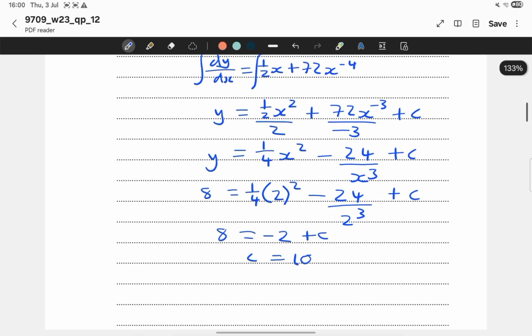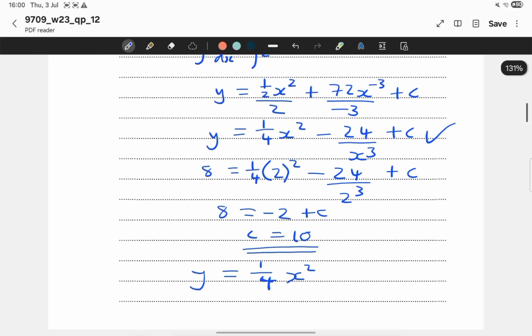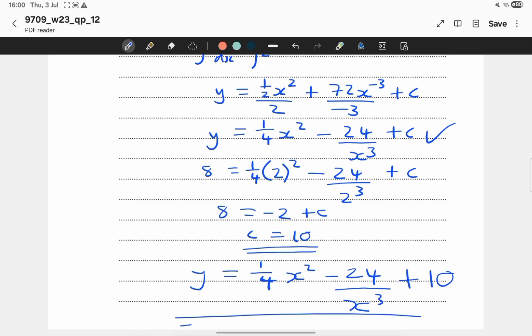So having that c value, we're just going to write the equation now with this value for c. So our equation will be y is equal to 1 over 4 x squared minus 24 over x to the power 3 plus 10. And this will be the equation of the curve.